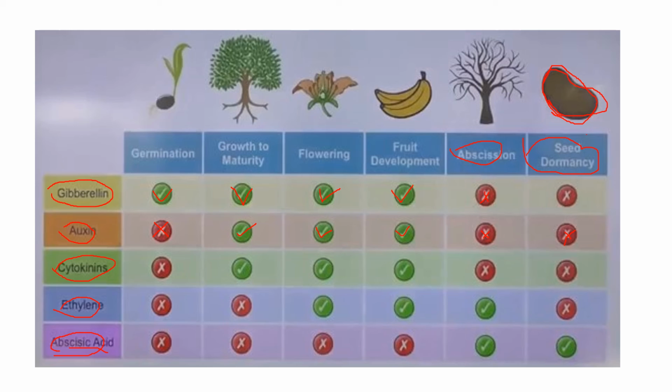Cytokinins are not used in germination, but they are used in growth to maturity, flowering, and fruit development. These three things, cytokinins are used in. And in abscission also, cytokinins are not used, and in seed dormancy also.